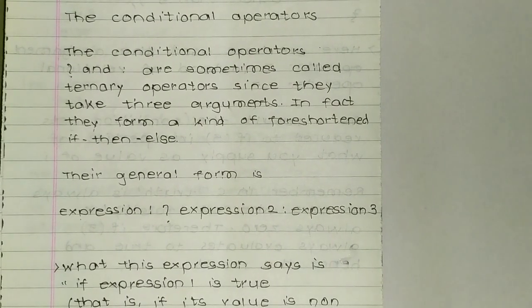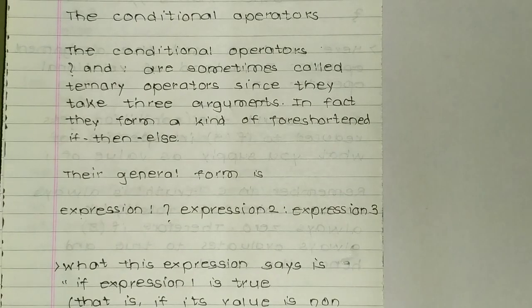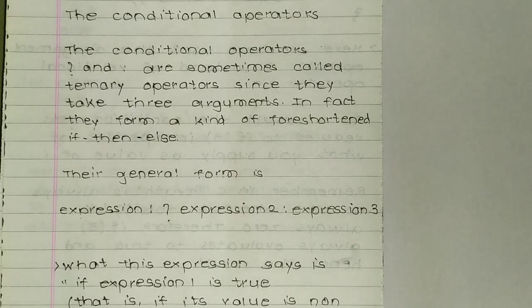The conditional operators, that is question mark and colon, are sometimes called ternary operators since they take three arguments. In fact, they form a kind of foreshortened if-then-else. That means conditional operators are used when we take three arguments.